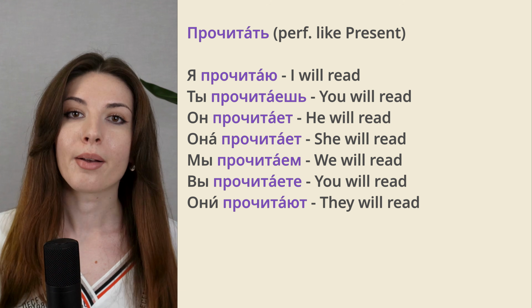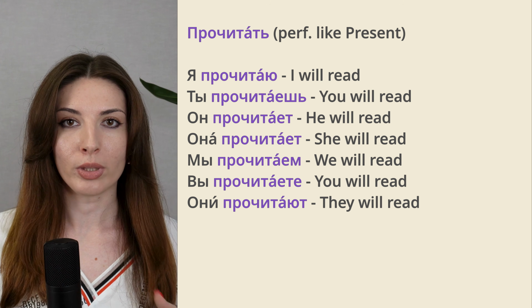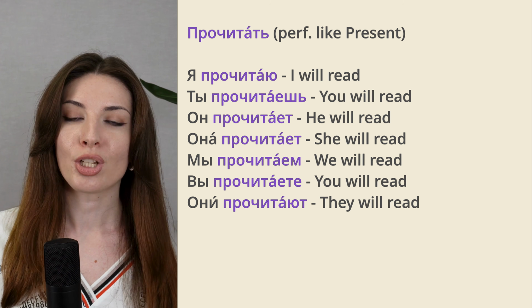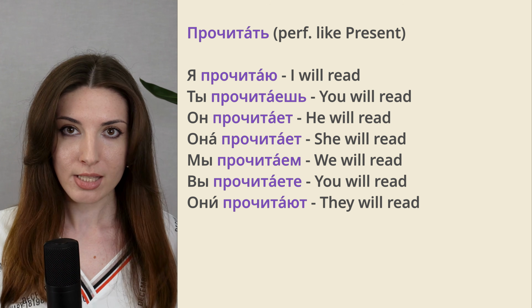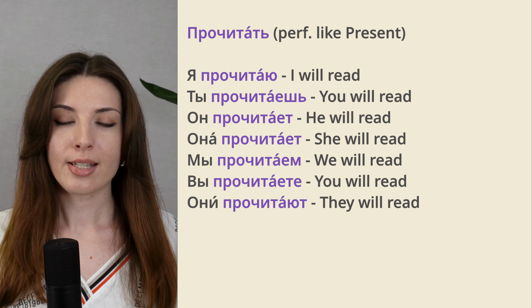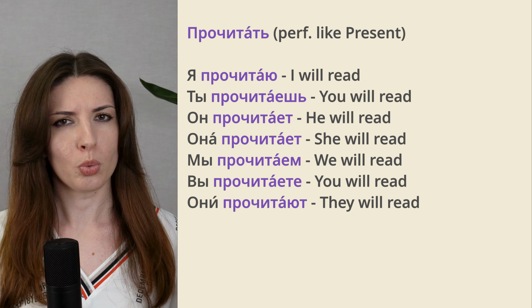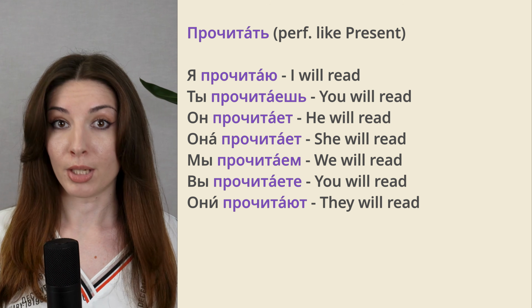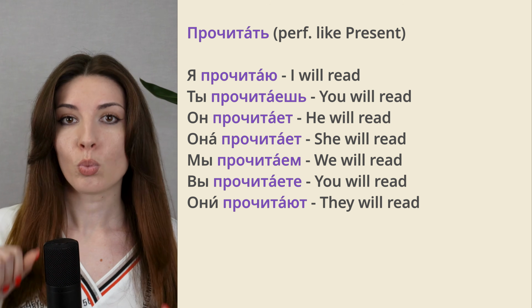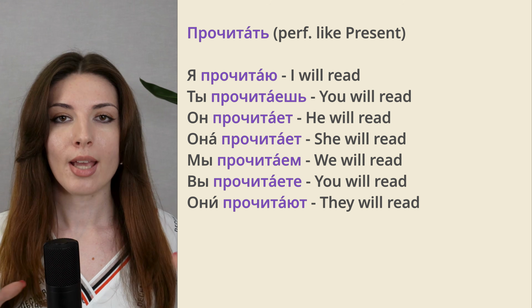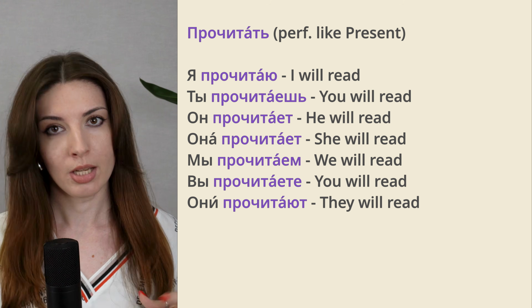It looks like present. If you don't know that прочитать, я прочитаю, is perfective aspect, you will never understand that it's future. You will look at the ending and you will think, okay, that's present. But no, it is future. That's why it's important to know the aspects of the verbs. If you're sure that it's perfective, you know it's future. If you know that it's imperfective, you know it's present.